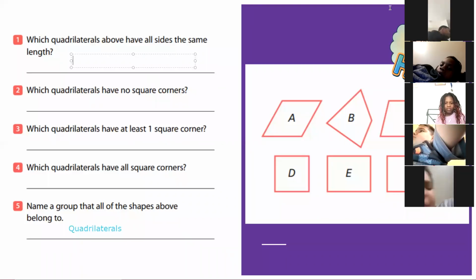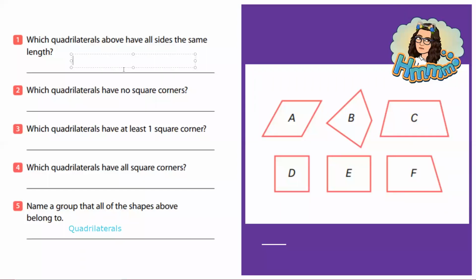I think it's D. Okay, D is definitely one of them. Can you think of another one? And E. Not quite E. That's a good risk. E, they're all pretty close to having the same length, but the top and the bottom. And A. A, there you go. Good job. A lot of people chose E. For sure, I can see why you picked that one.